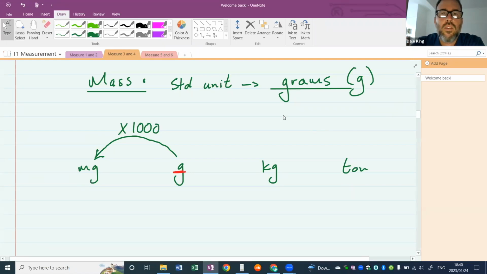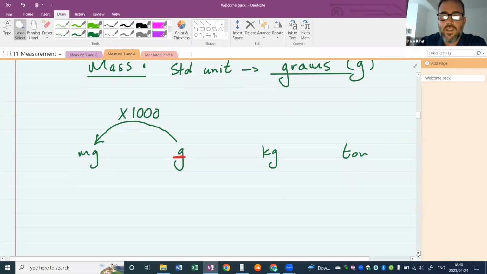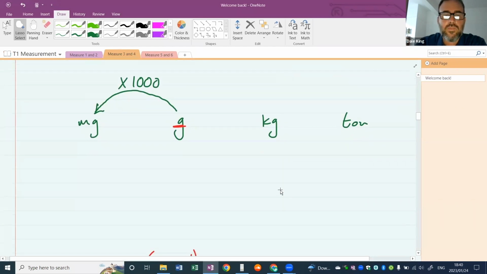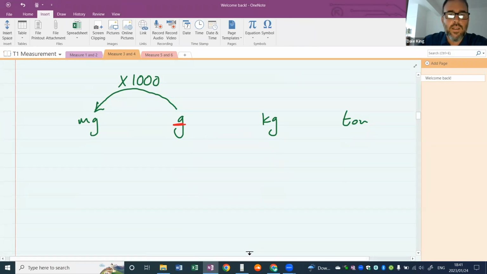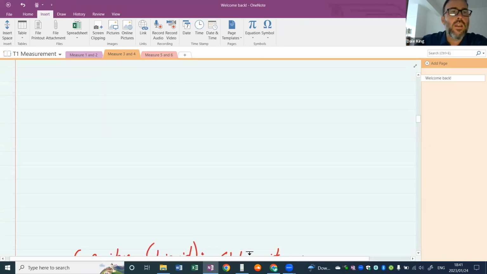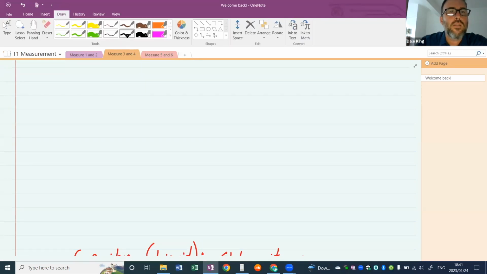Please explain to me how you multiply or divide, because you're coming from a bigger thing to a smaller. I think that's where people are getting stuck. All right. Let's go back up to length. I'm going to create a space here and let's talk about length.